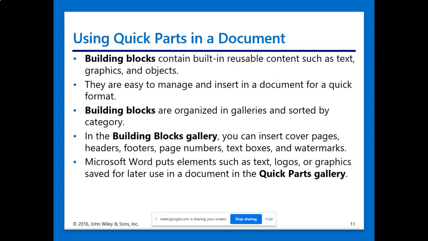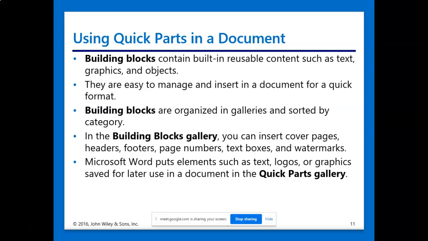And there's also something in Microsoft Word called quick parts, and I know for sure that this is not in Office 365. This is one of those advanced features that individuals don't really use, but it serves its purpose. So building blocks contains built-in reusable content such as text, graphics, and objects. They're easy to manage and insert in a document for a quick format. Building blocks are organized in galleries and sorted by category. In the building blocks gallery, you can insert cover pages, headers, footers, page numbers, text boxes, and watermarks.